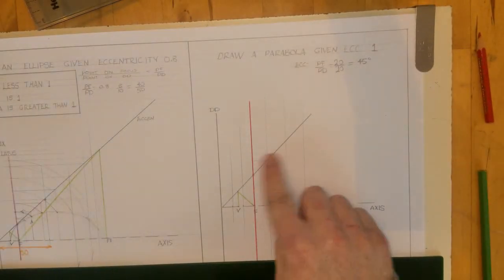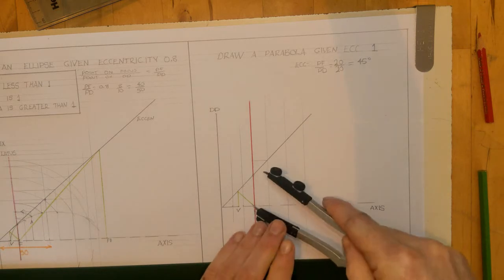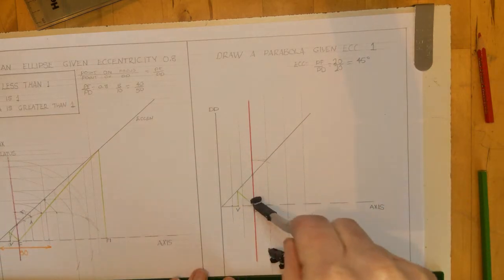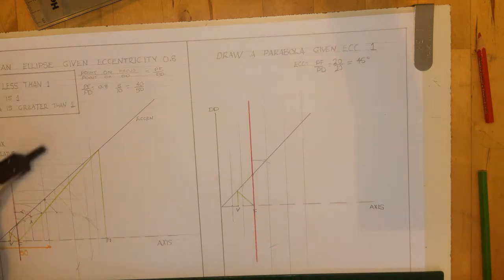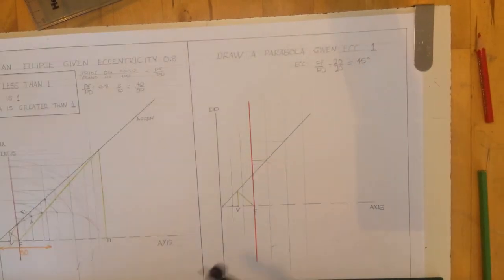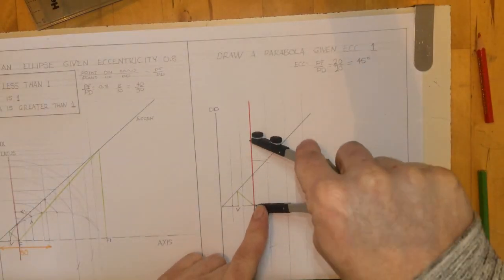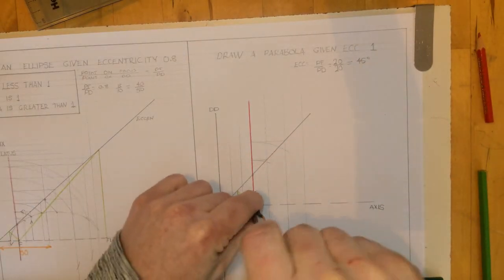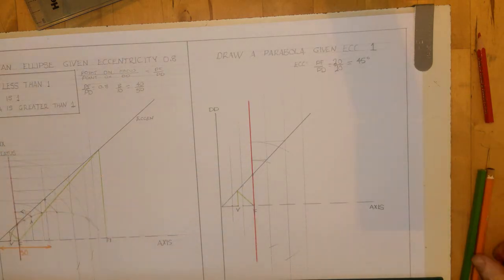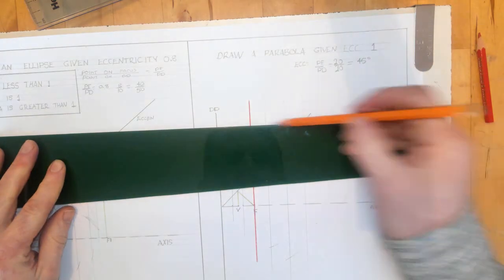So I bring this up and over, put my compass on the focus, swing it down, and then get the point on the bottom as well. Do the same for the next one. Bring this over, put my compass on the focus. Point here and point here. This one, because it's a parabola, will be getting bigger, it won't be getting smaller.